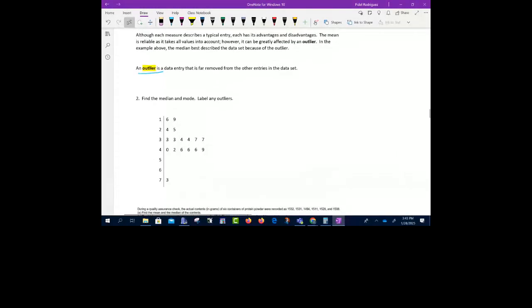Okay, so let's take a look at a couple of things here. Y'all, we're going to find the median and we're going to find the mode and we're going to label any outliers. So we're not even doing the mean. We're not even going to do an average. Okay, so number one, let's count how many numbers we have. So look, y'all, 16 and 19, that's 2, 3, 4, 5, 6, 7, 8, 9, 10, 11, 12, 13, 14, 15, 16, 17. There's 17 numbers here, y'all.